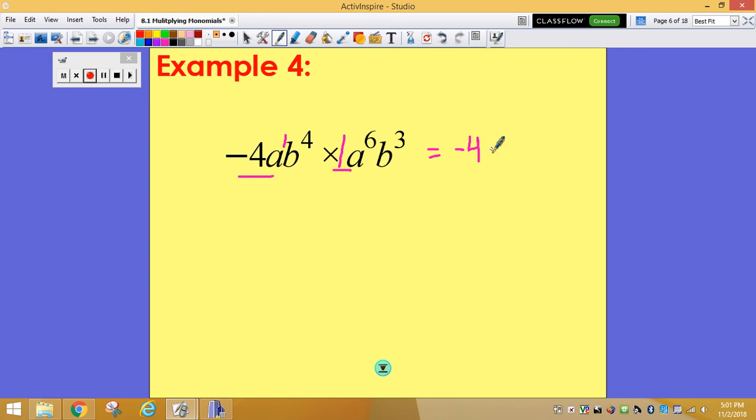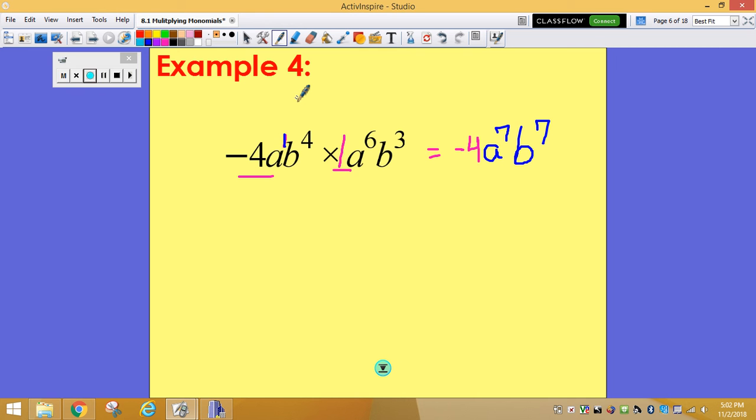Okay, and we have A's and B's. Well, we can only add the A exponents together, and then we can only add the B exponents together. So let's add the A's. I have a 1 and a 6. 1 plus 6 is 7. Now we're going to add our B's. B's have the 4 and the 3, and 4 plus 3 is also 7.